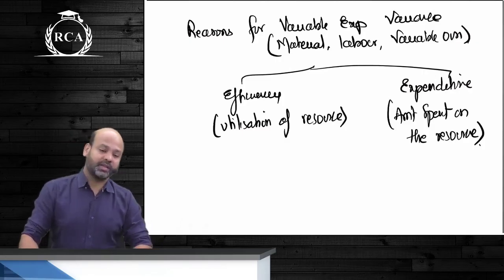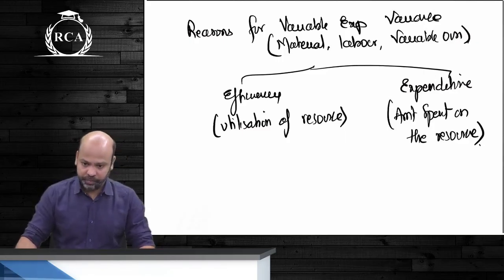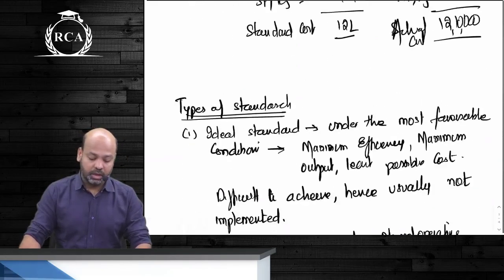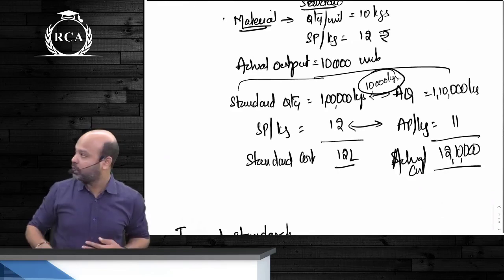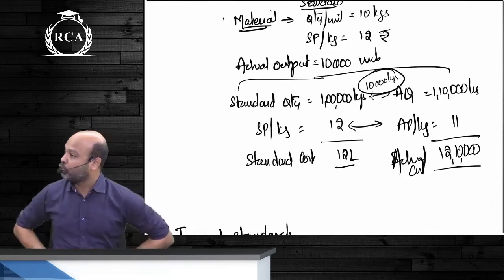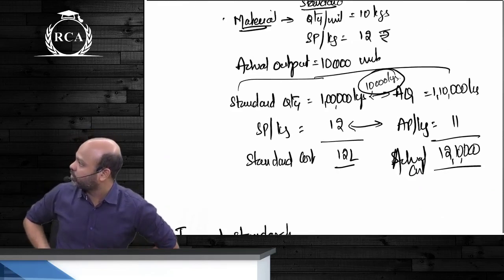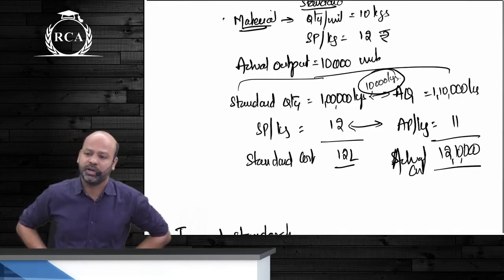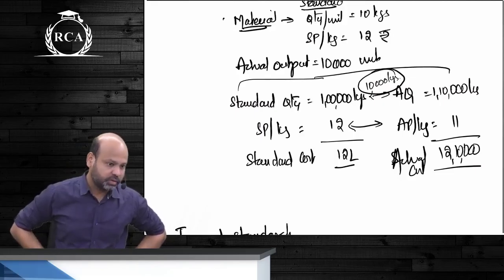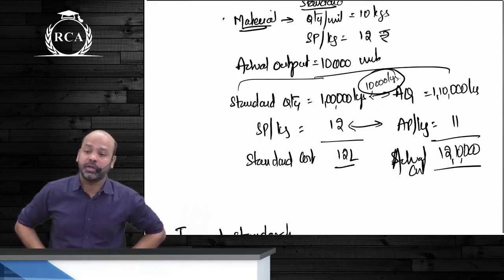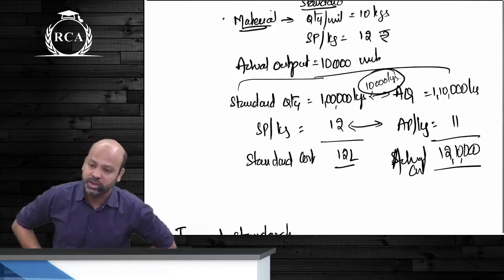I just gave an example of material expenditure in which, guys, the standard quantity for actual output was 1 lakh kgs. The actual quantity beta was 1,10,000 kgs. Standard price per kg is 12 rupees. Actual price is 11 rupees. You told me that there are two reasons for variances. One is the quantity of raw material. The other one is the price at which the raw material was purchased.